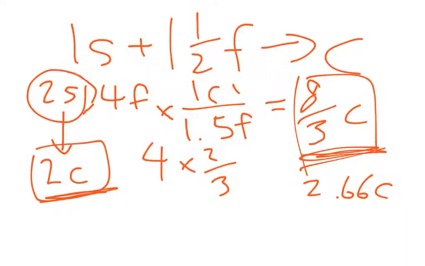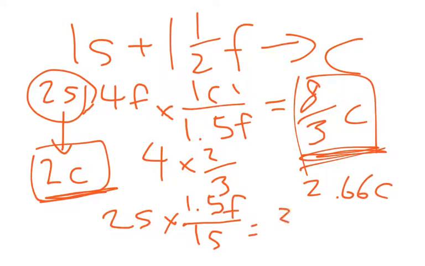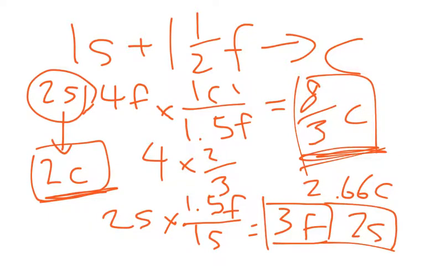So we can do the math. 2 cups of sugar times the conversion factor: for every 1 cup of sugar, I use 1.5 cups of flour. And this will give us 3 cups of flour. So we will use 3 cups of flour and 2 cups of sugar in this process.